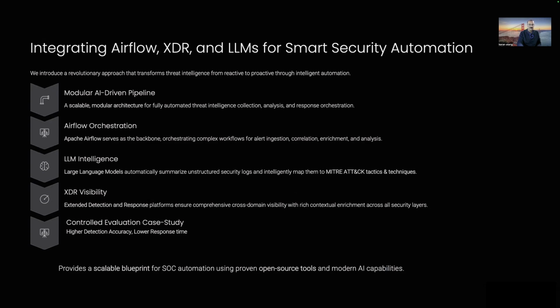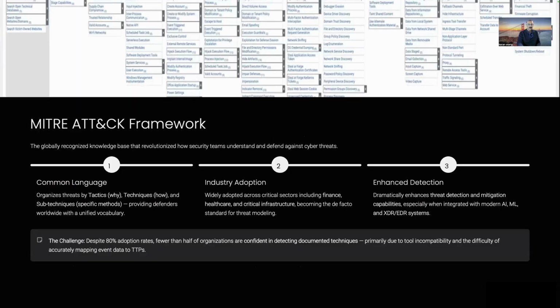We are also going to be using XDR visibility. XDR stands for Extended Detection and Response, and that ensures comprehensive cross-domain visibility with rich contextual enrichment across all the security layers. And we'll look at XDR in detail in the next few slides. We have a case study which we will go through, and we'll see how we are able to achieve higher detection accuracy and lower response time.